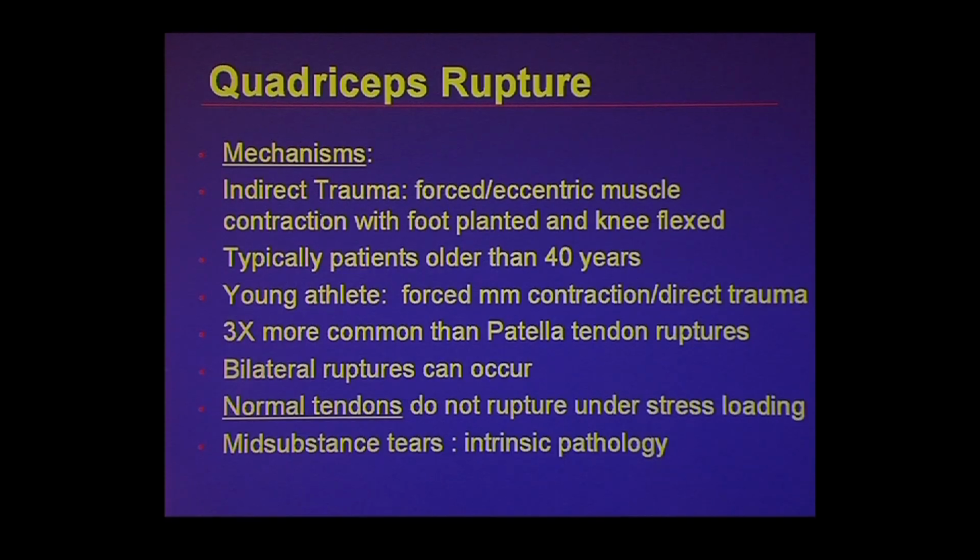So quad tendon ruptures tend to happen in a little bit older patient population. Oftentimes these tendon ruptures happen because of what we call an eccentric contraction. The muscle is on stretch, and then you pull on it more. So if you're going down the stairs and the muscle's already contracting and then it gets stressed a little bit more, that can rupture it.